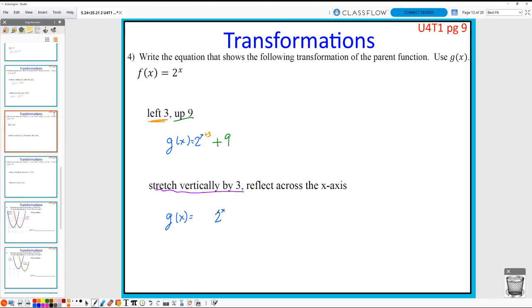Stretch vertically by 3. That means I'm going to be 3 multiplied by that 2 to the x, and then reflection over the x-axis means it's going to be negative 3 instead. So maybe it'd be a better idea to put this in parentheses or something. This shows negative 3 times this value. This is not equal to negative 6 to the x. Okay, that's not the same. Please don't simplify it that way. That's not correct.